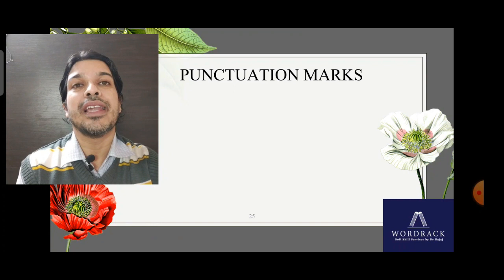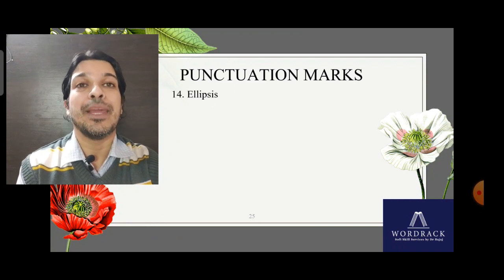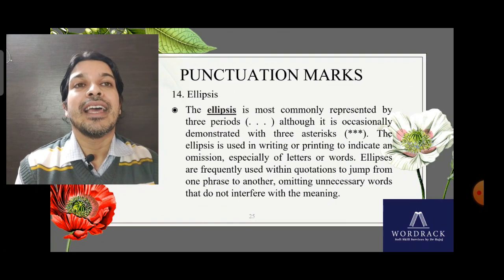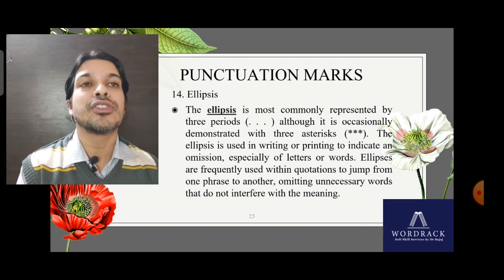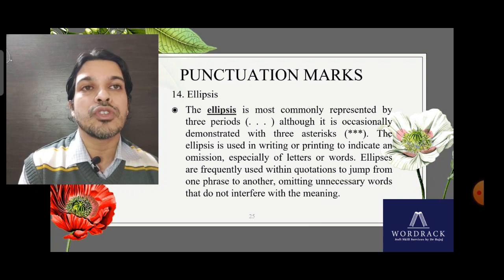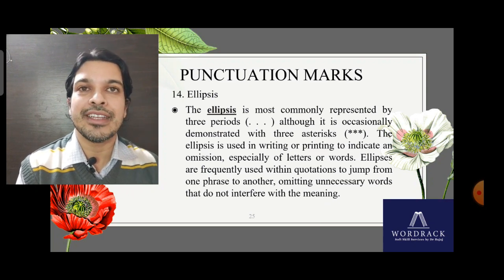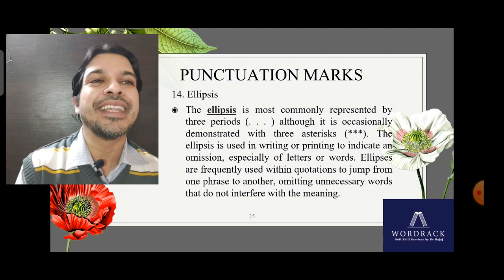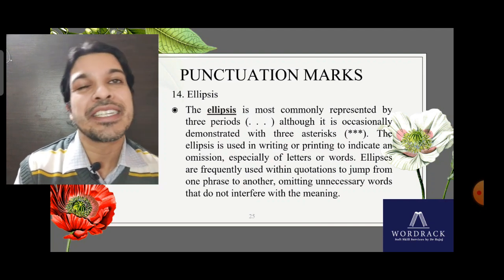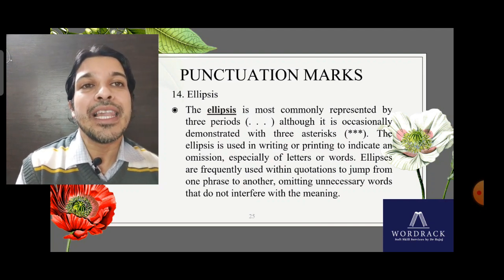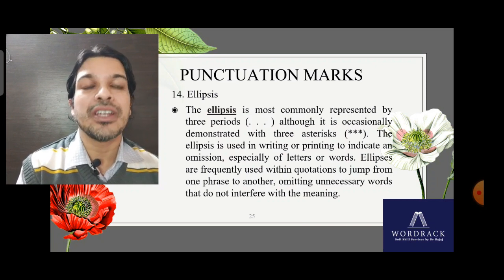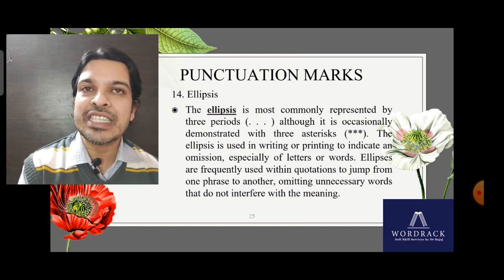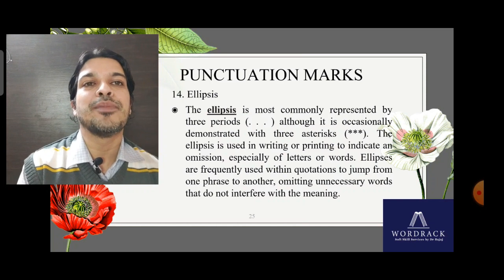We move forward. Last punctuation mark, ellipses. Ellipses is most commonly represented by three periods. We put three dots, although it is occasionally demonstrated with three asterisks also, three kind of stars you can put there, known as asterisk. The ellipsis is used in writing or printing to indicate an omission, especially of letters or words. When we leave out certain words, we use ellipses.